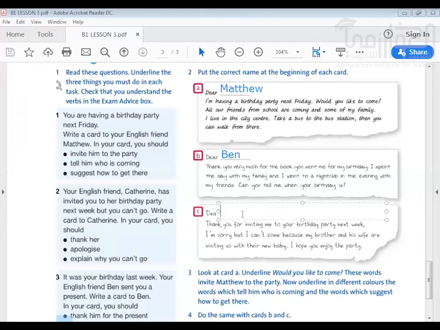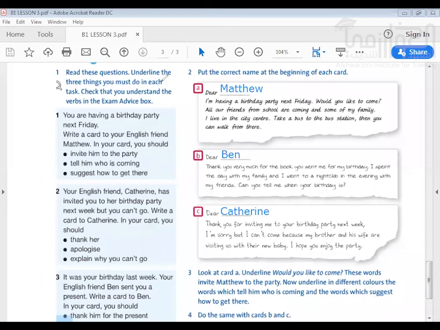So it is Catherine. So we have Catherine as the answer. So these are the answers. Good. Now there's another text that says, would you like to come? These words invite Matthew to the party. So underline. Where would you like to come? Where can we find it here? Here it is. So we underline that.